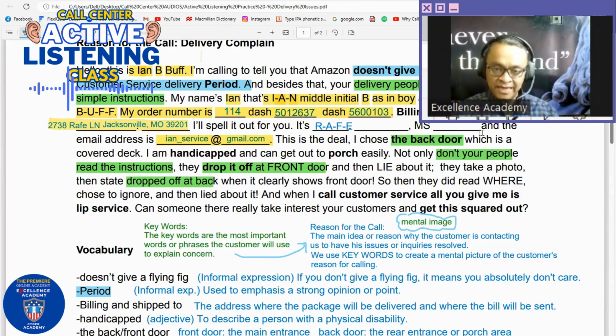Customer continues by saying, and besides that, your delivery people, the delivery people are the drivers, the Amazon drivers, do not understand simple instructions. My name's Ian, middle initial B as in boy, the middle initial is the letter B. My last name is, my order number is, billing and shipped to, and then we have the address, 2738 Rave Lane, Jacksonville.